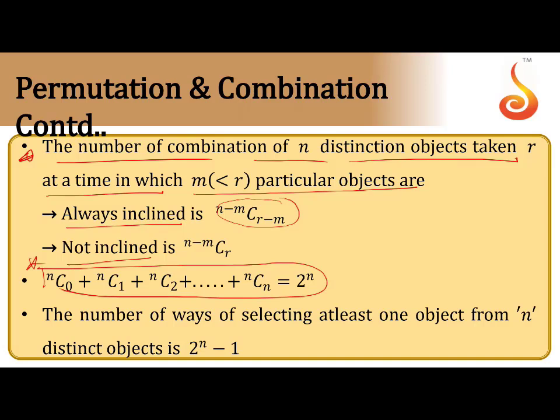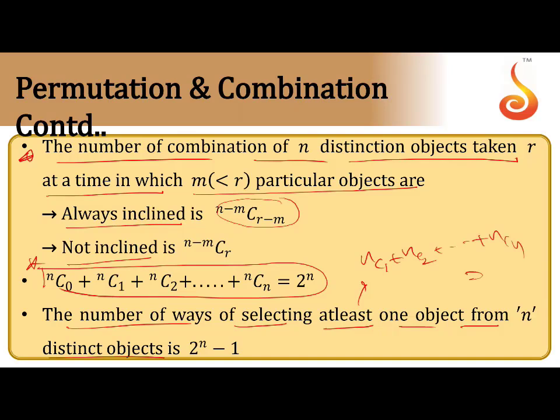The sum of the values nC0, nC1, nC2 and so on up to nCn is 2 power n. We call this the sum of the binomial coefficients, which is 2 power n. Now, the number of ways of selecting at least one object from n objects. At least one object means it can be 1 or 2 or 3 or 4 or 5 objects.